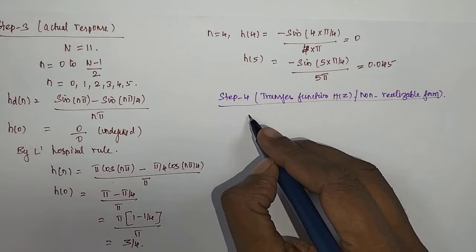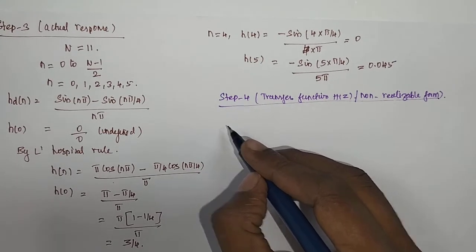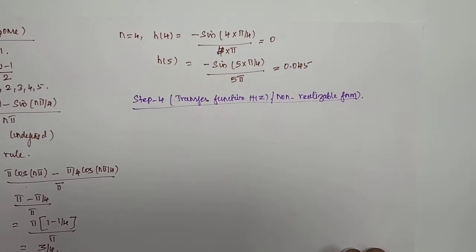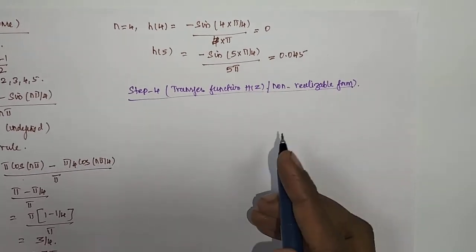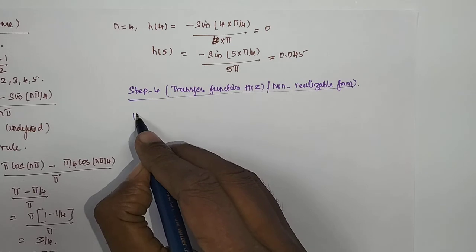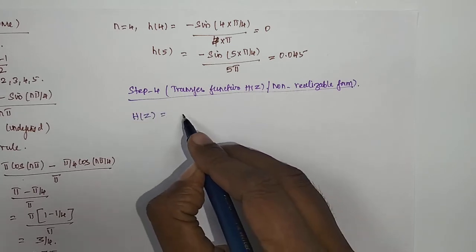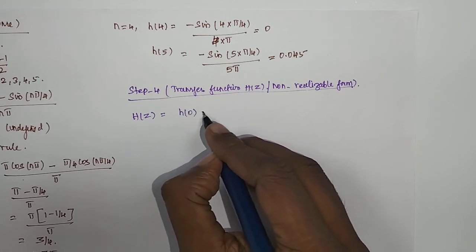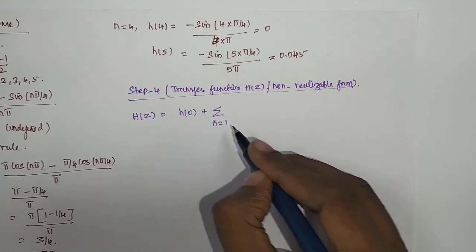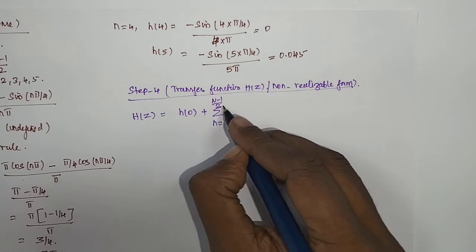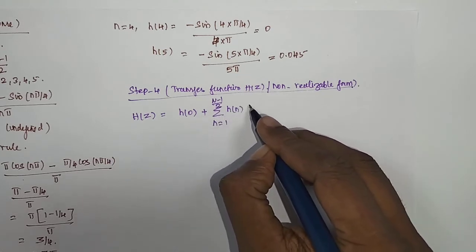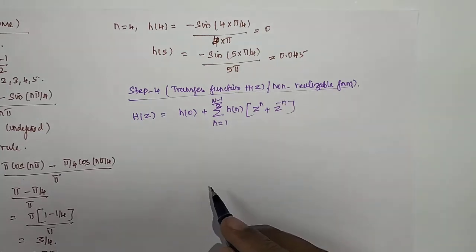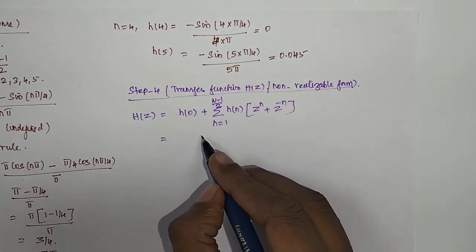So you know the relation to find the transfer function, that is h of z, that is h of z is equal to h of 0 plus summation n is equal to 1 to (n minus 1) by 2 of h of n [z power n plus z power minus n]. This is equal to h of 0.